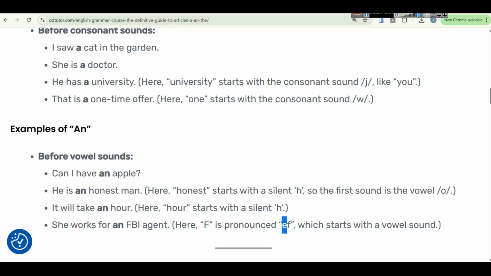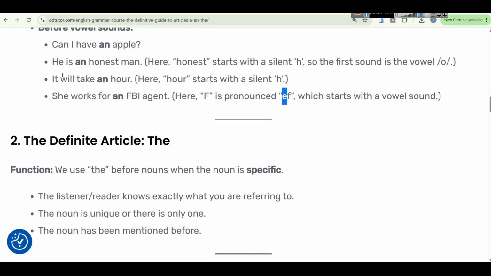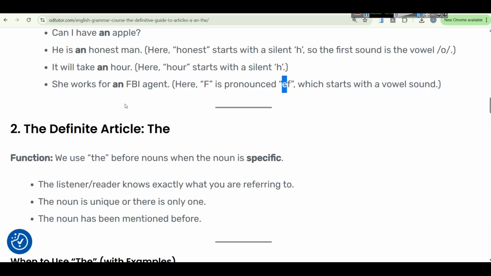So this will take some time to practice, but you will understand. And these are some examples that you can follow. These are all available on our website odtutor.com. Very soon, we will also publish a practice course to test your knowledge of articles in English grammar, and you will be able to learn that.